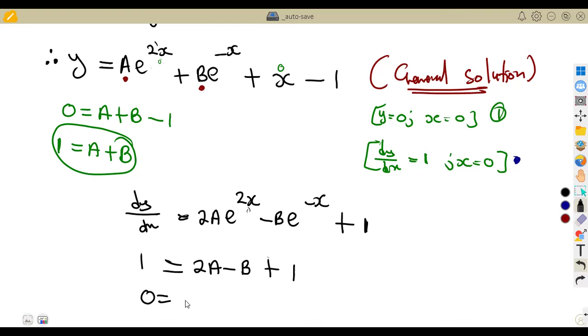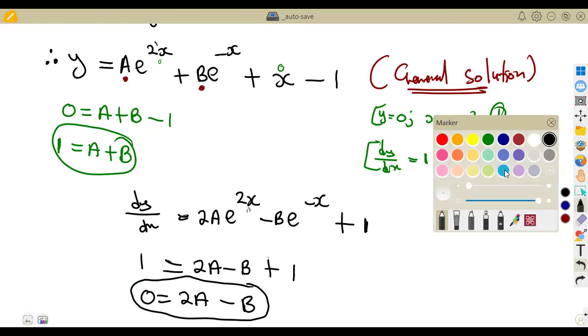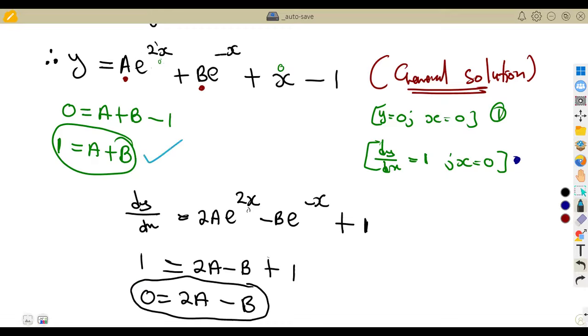So 0 is equal to 2a minus b. We now have another equation here. This is our second equation, and this one is the first equation.